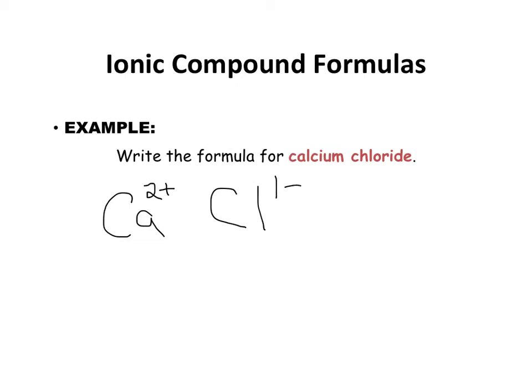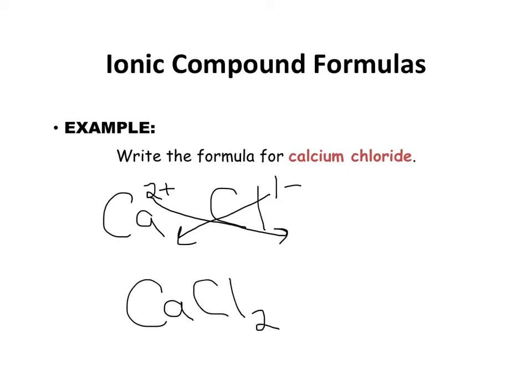So I wrote the symbols for each. I wrote the charges, and now I crisscross. This 2 has to go down to the chlorine and be his subscript. This 1 has to go down and be the subscript for the calcium. So when I rewrite this, calcium gets the 1, but remember, we don't write 1s in a formula, so we just leave it as Ca. Then you write chlorine, which gets the 2. Remember, you don't bring down the actual plus and minus, you just bring the numbers down. So the formula for calcium chloride is CaCl2.